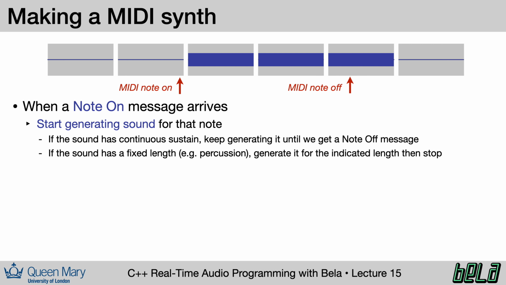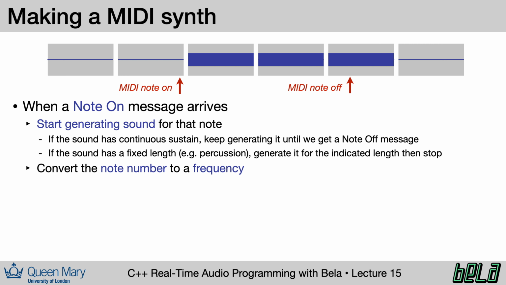To make this more specific, when we get a note on message, what we should do first is start generating sound for that note. If the sound has a continuous sustain, we should keep generating it until we get the note off message. However, if the sound has a fixed length, for example percussion, then we might generate it for a fixed length of time and not worry about the note off message.